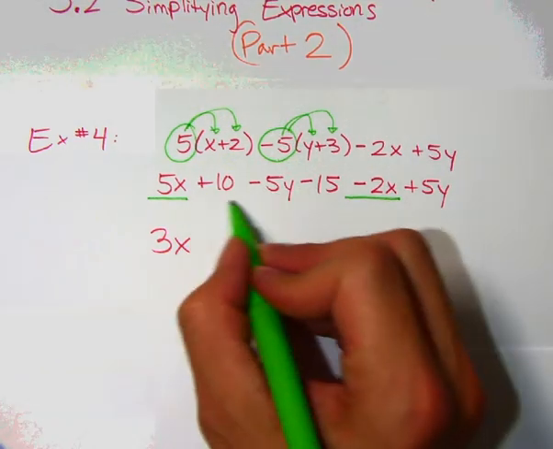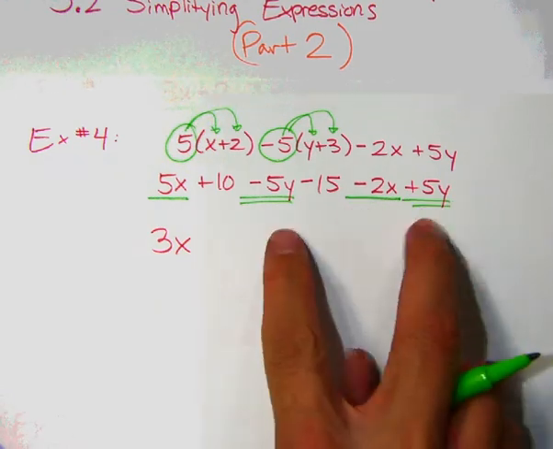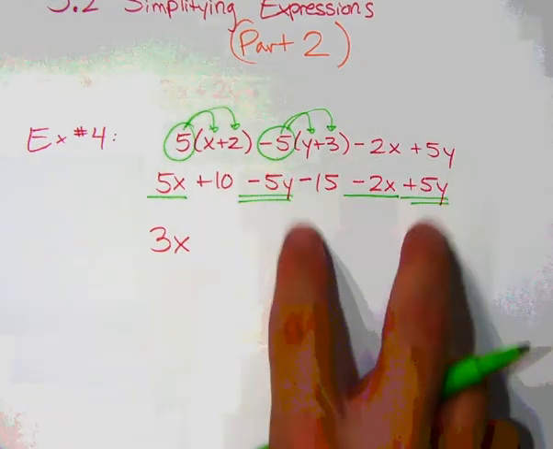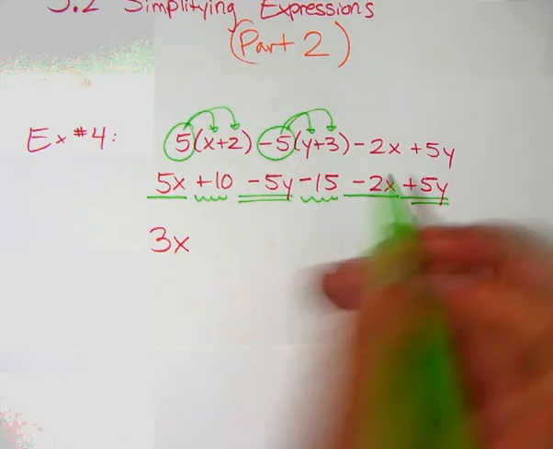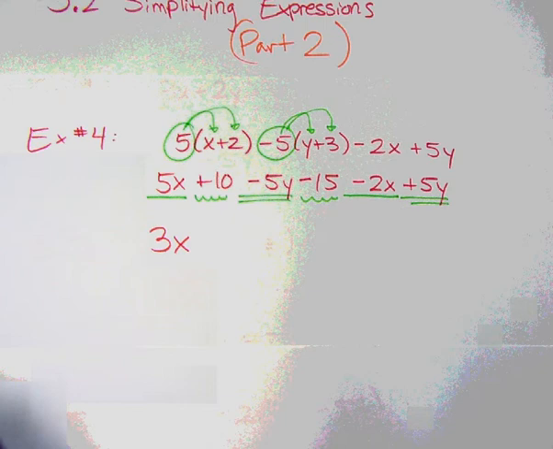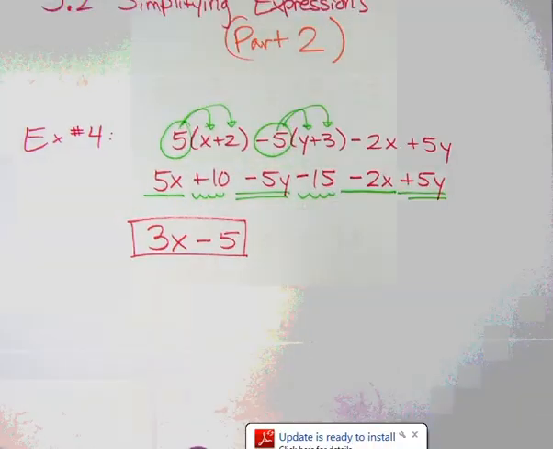Next, I'll go with my y's. So here's y. Here's another y, and it so happens that those are exact opposites of each other, so they disappear. Last but not least is my constant. Here are my two constants. I can add those together. 10 minus 15 gives me negative 5. And so that's my simplified version of this long piece of information right over there.